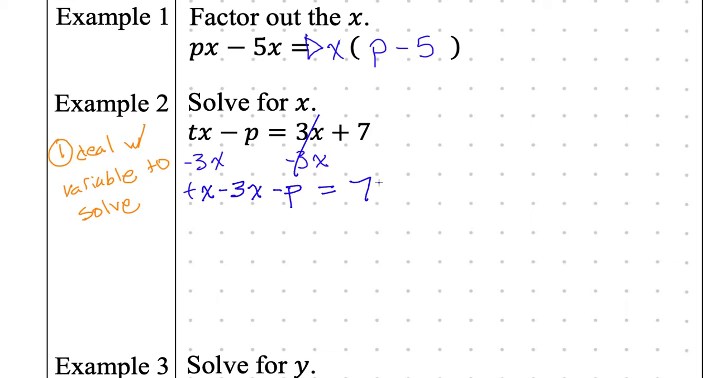This is a constant, which means it's not a variable, which means this p needs to go to the other side. So what am I going to do to both sides in order to move it? I can't just move p to the other side. I can't just say, okay, I'm going to change that to a negative p. It doesn't work like that. What am I going to do to both sides, Larissa? Add p. So read our new equation, Larissa, after we add p to both sides. Tx minus 3x equals 7 plus p. There it is. Thank you, Larissa.